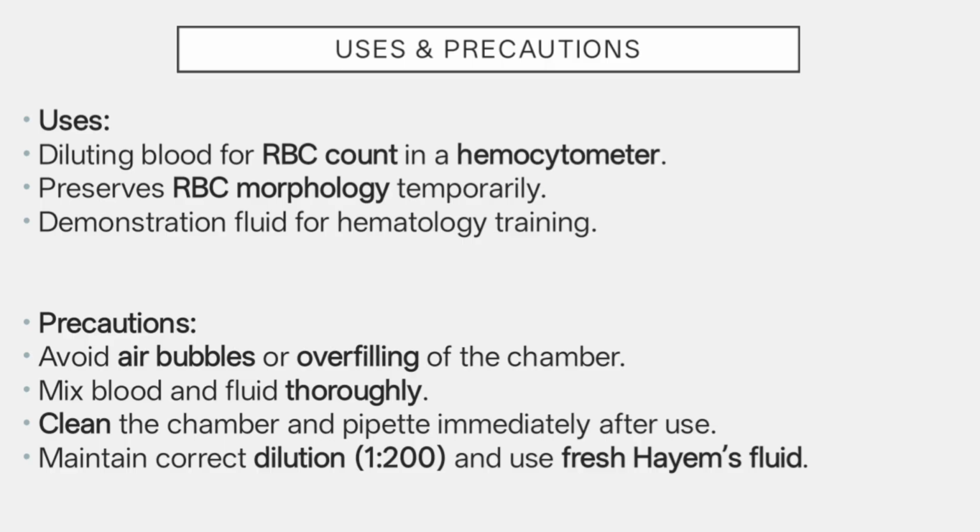Now, what are the uses and precautions? Diluting blood for RBC count in a hemocytometer: we do the total count of RBC by that. It preserves the RBC morphology. It helps as a demonstration fluid for hematology training. What are the precautions? Avoid air bubbles or overfilling. Mix blood and fluid thoroughly. Clean the chamber and pipette immediately after use. That is very important. And maintain correct dilution 1:200 and use fresh Hayem's fluid.